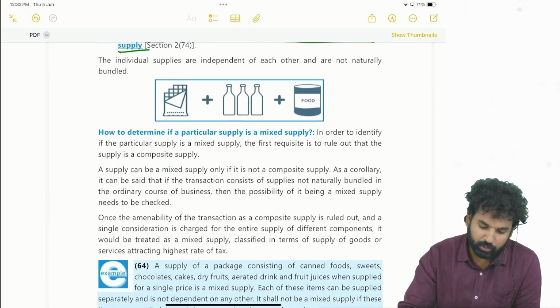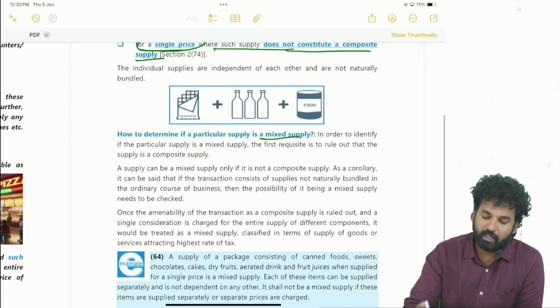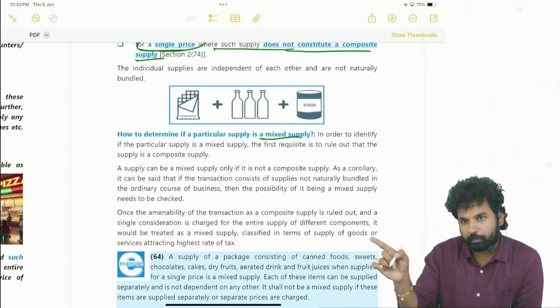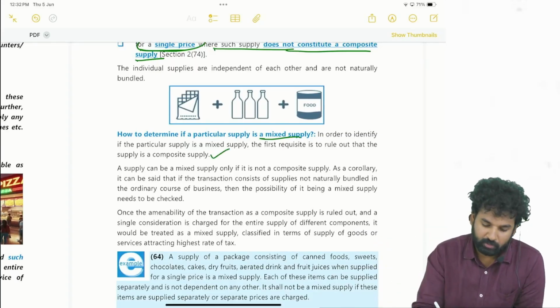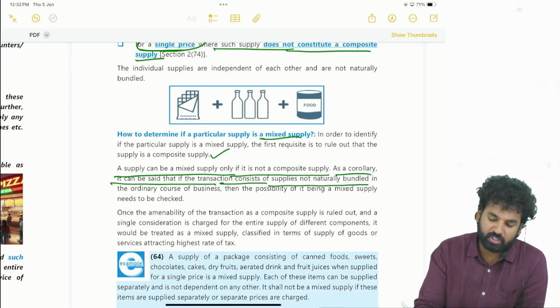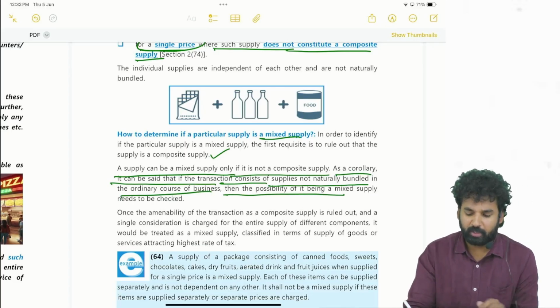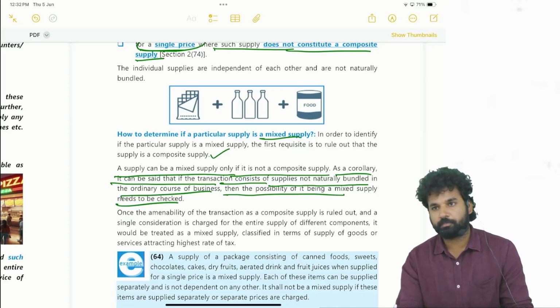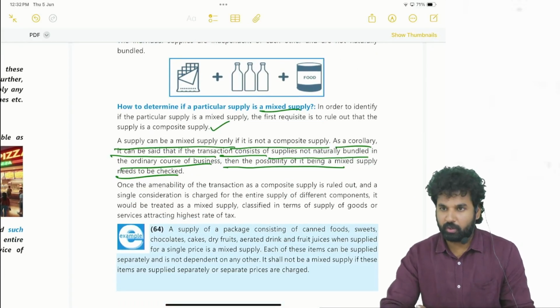So how to determine if a particular supply is a mixed supply? The first rule is to rule out composite supply. First point, a supply can be a mixed supply only if it is not a composite supply. As a corollary, it can be said that if the transaction consists of supplies not naturally bundled in the ordinary course of business, then the possibility of being a mixed supply needs to be checked. So if it is not a composite supply, then only mixed supply has to be checked.